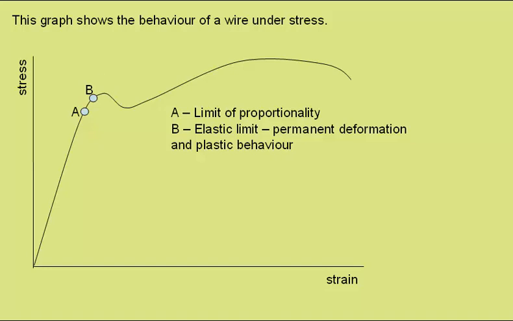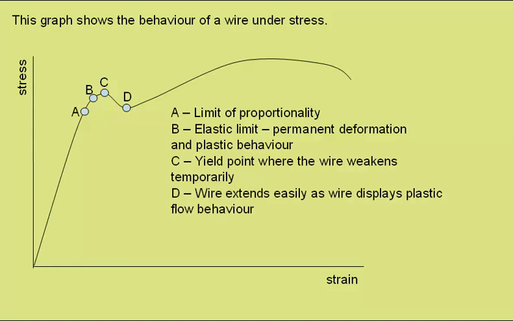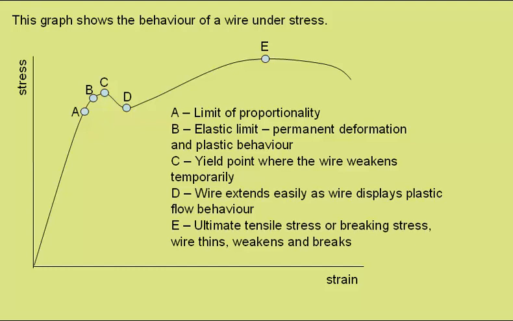Point C represents the yield point. The wire weakens at this point temporarily. At point D, the wire now starts to extend easily and displays plastic flow behavior. Point E is the ultimate tensile stress or breaking stress. At this point the wire will thin significantly, will weaken and finally break. This is the greatest stress that the wire is able to withstand.